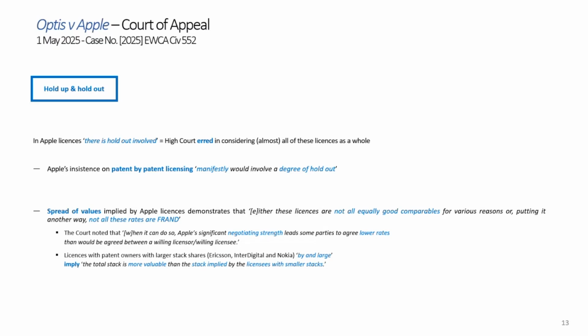And this was indicated by the fact that you had these differences between licenses with patent owners with the largest stack shares, for example, Ericsson, InterDigital and Nokia. And these licenses by and large imply that the total stack is more valuable than licenses with smaller implementers, with smaller patent owners. So generally, the court was not convinced that using the Apple licenses as a whole, as the court had done in the first instance, was the right approach for the valuation.